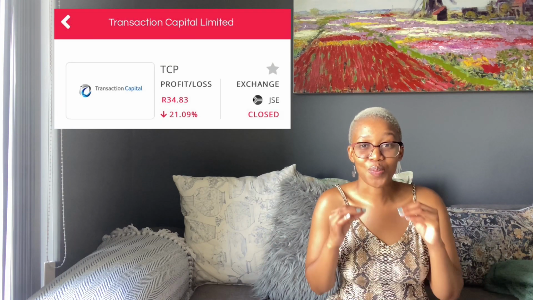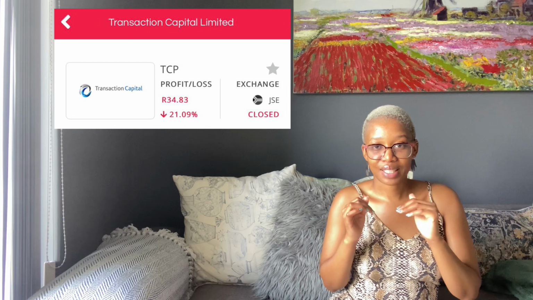The reason why I had to mention this specific share is because when I got the dividends from it, the dividends were high. I remember I got this specific dividend the same time I was getting my Sasol dividends.